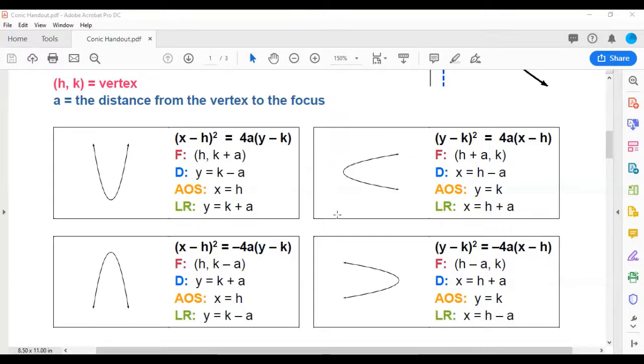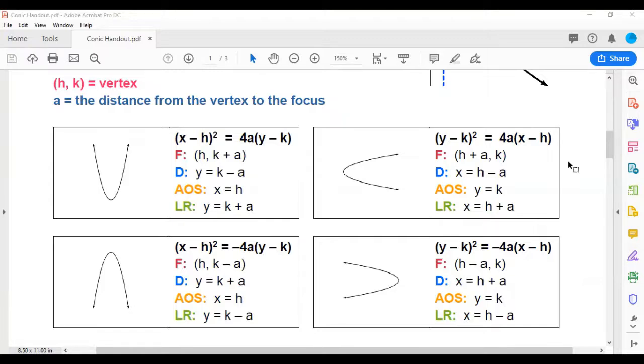So if I look at each of these formulas, we have something being squared. In each of these, we have something being squared equals, and then it's either a positive or negative 4a. So here we have a positive, here we have a negative, times something. So here we have, again, either an x minus h or a y minus k for that something piece that we get multiplied by. So for a parabola, we have something squared equals plus or minus 4a times something.